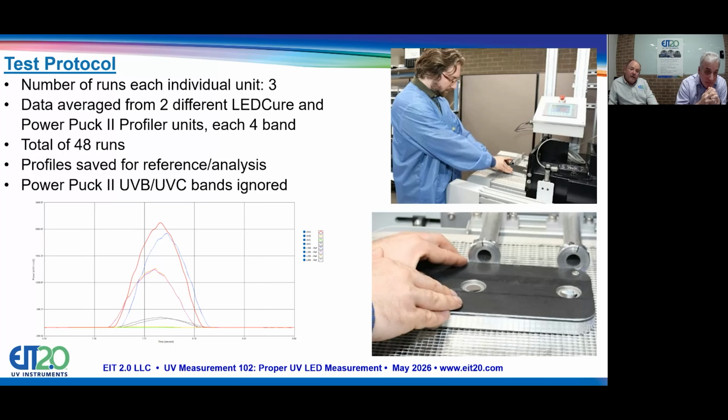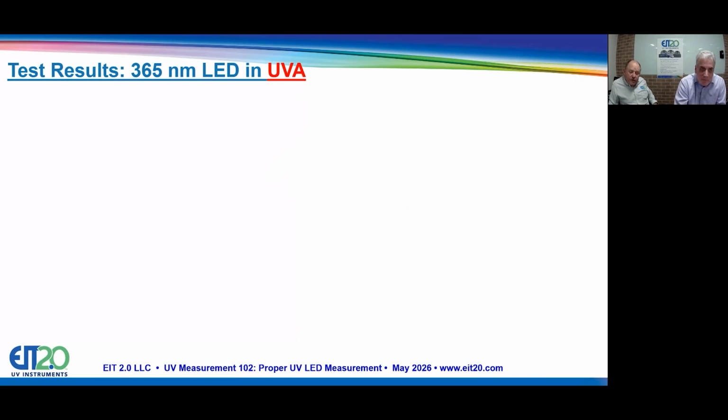We did ignore the B as in boy and C as in Charlie bands with this particular test. What we'll do is go through these. I'm going to try and present the results, and I'm going to let the physicists here try and explain why we got what we got.